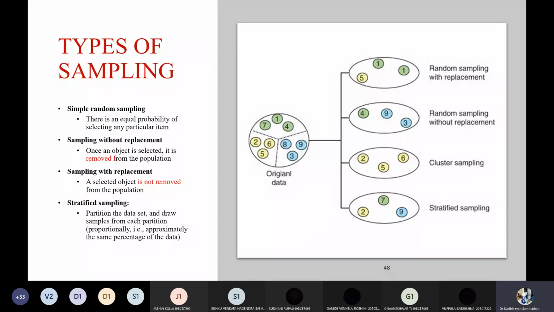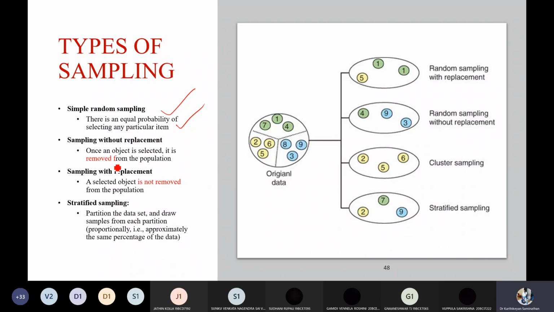So you can see the types of sampling. One is a random sample. Random sample is nothing but there is an equal probability of selecting any particular item. So you can select a random sample. Sampling without replacement.